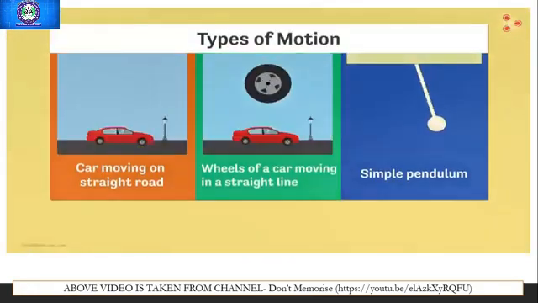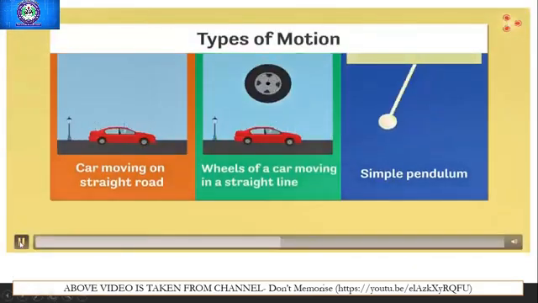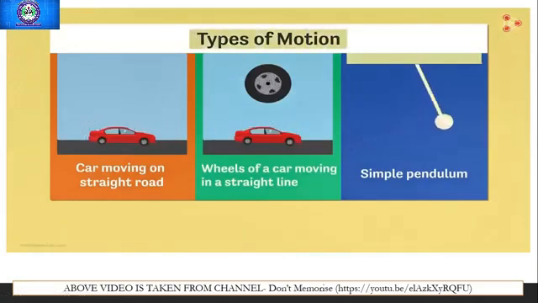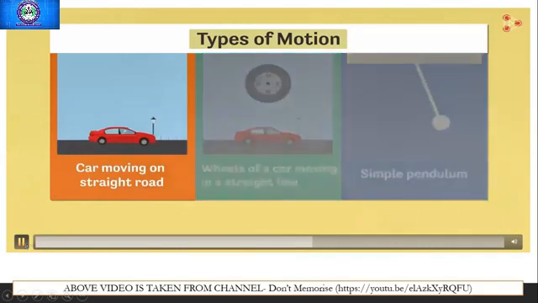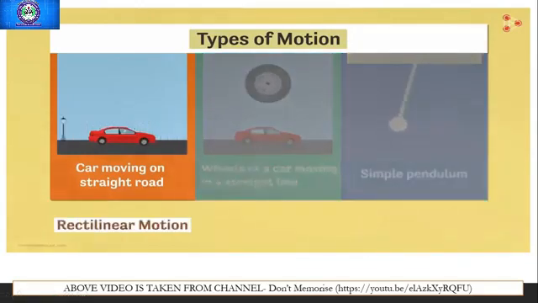Here are a few examples of motion in our everyday life. Go through them well and tell me what type of motion each one of them represents. And note that one example could also have more than one type of motion. The first one is clearly rectilinear motion. It's a car moving along a straight line.